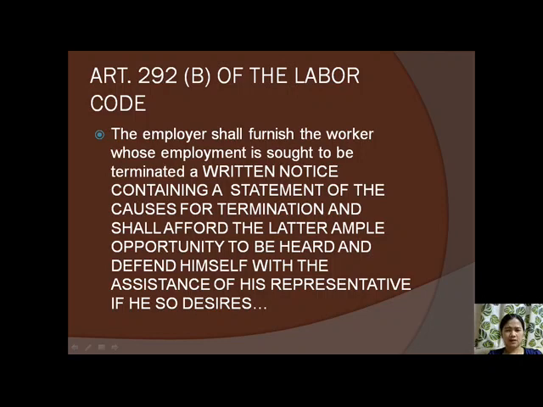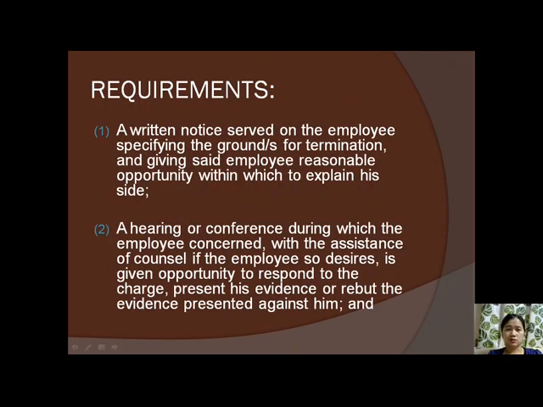And of course, he may bring with him his legal counsel, or assistants or representatives, if the employee desires. So that's due process. The requirements: a written notice must be served on the employee specifying the grounds for termination and giving said employee a reasonable opportunity, 5 working days, within which to explain his side.